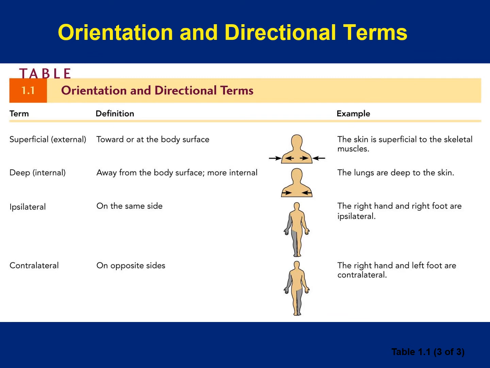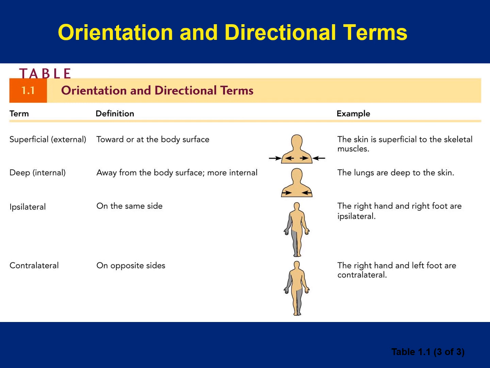You'll also see the terms, as we're talking about lateral, ipsilateral, and contralateral. Lateral, you know, means side. Ipsa means the same. So ipsilateral would be the same side, and contralateral would be the opposite side. So as you can see here, the right hand and right foot are ipsilateral. The right hand and left foot are contralateral.